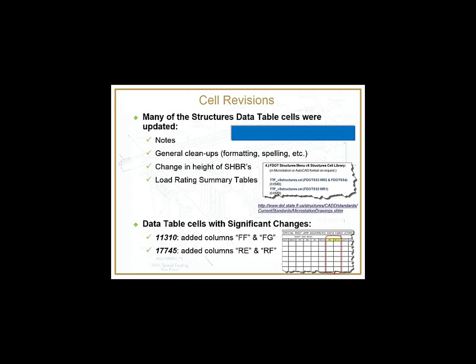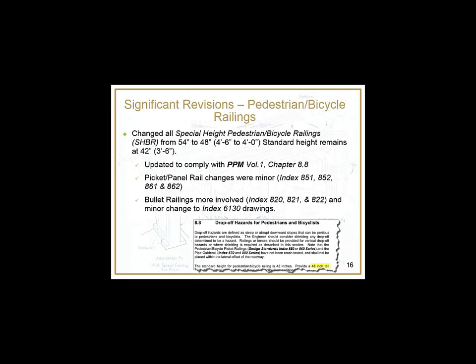Some of the other data tables with changes were the cantilever sign structure and the special mast arm assemblies. There were 2 parameters that were missing from the tables that were required for the contractor to install those structures. So those are now included. Oh, there it is. We had some animation. Okay, moving on to the significant changes.